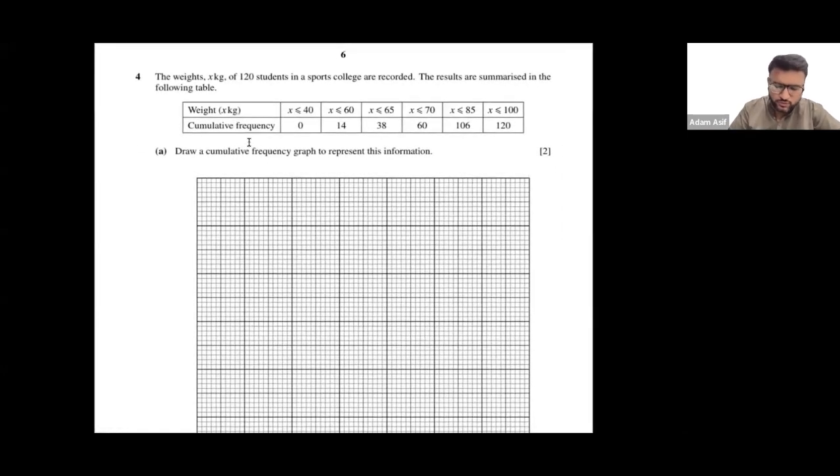Okay, question number 4. The weights in kg of 120 students in a sports college are recorded. The results are summarized in the following table. हमें weights की upper boundary given है. Okay, and we have the cumulative frequency. These are the exact points that you're going to plot on a cumulative frequency graph.